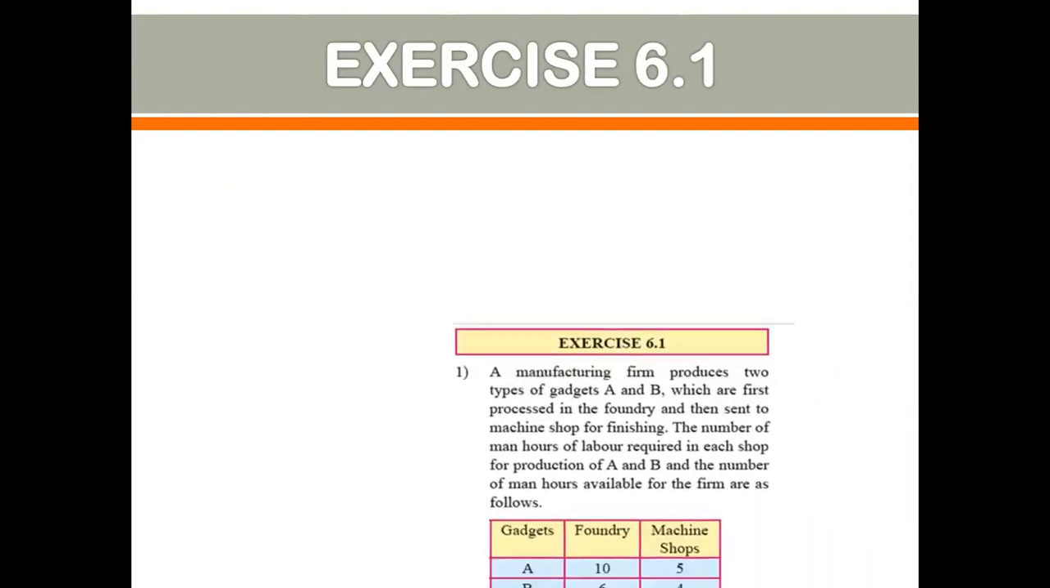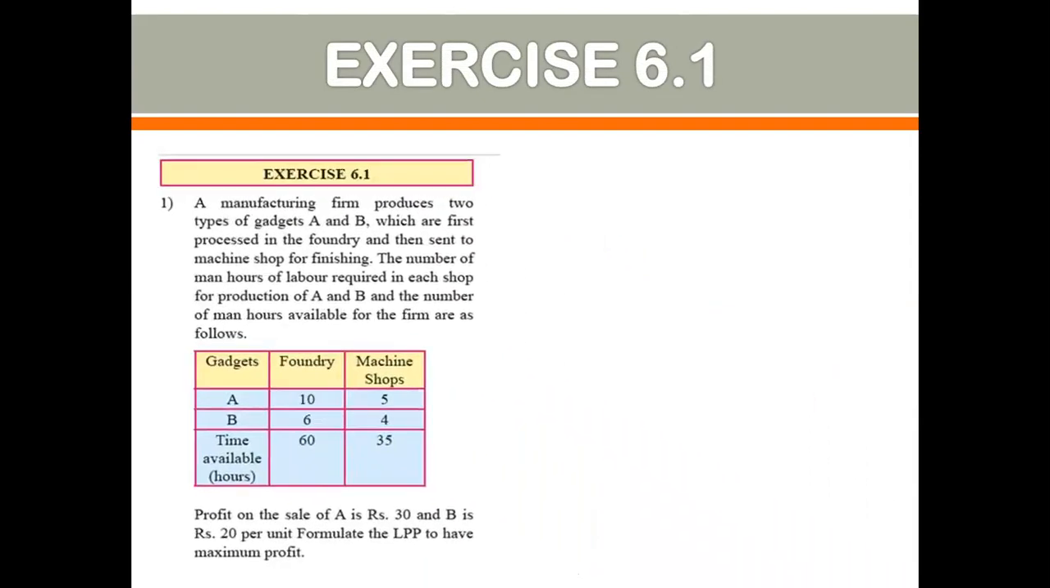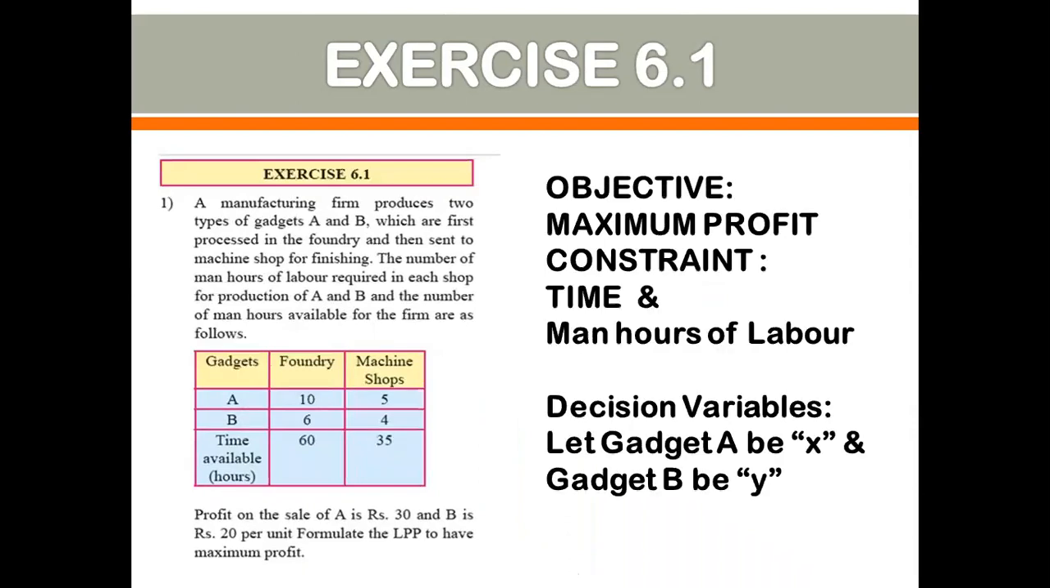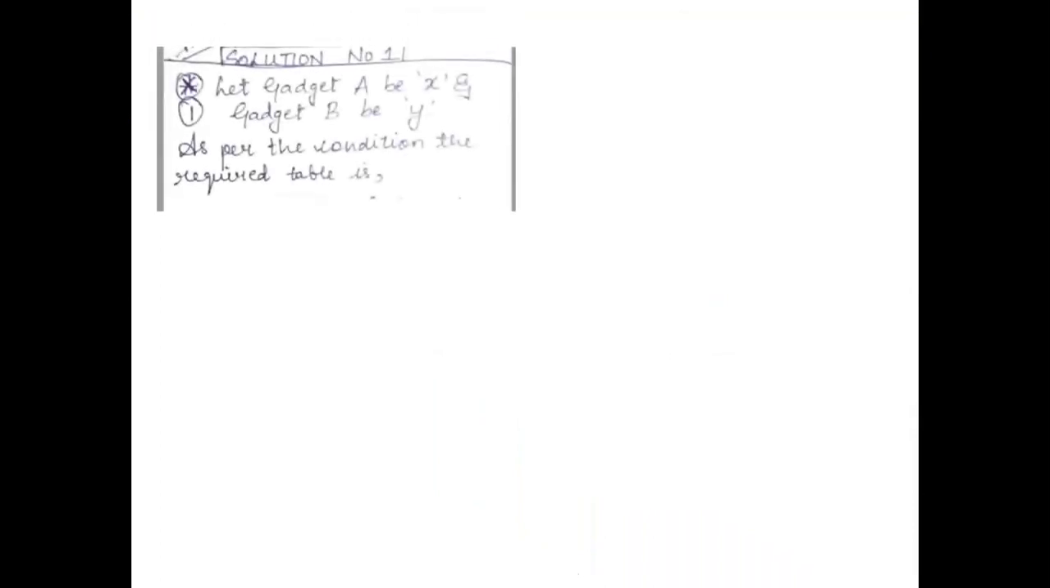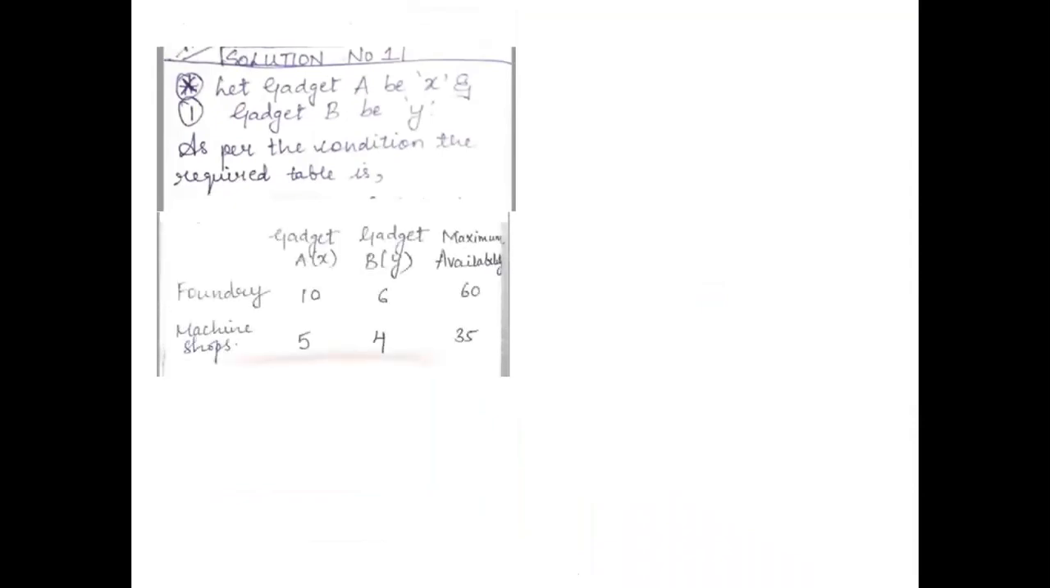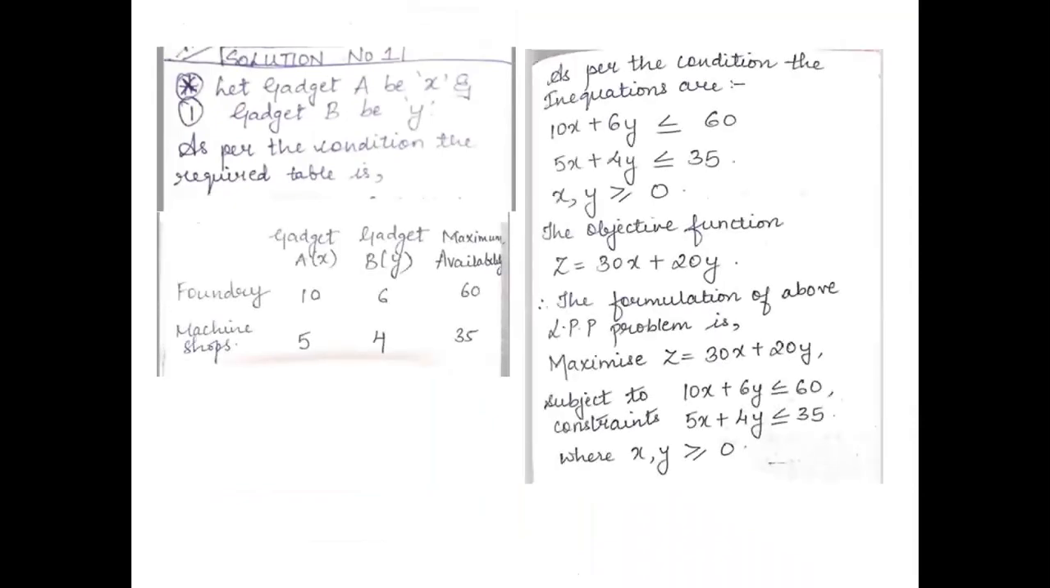Exercise 6.1. I'm taking the first problem. The rest of the thing is the same. As you all know, the objective was maximum profit, constraint, decision variables. Then we saw how to formulate it. In this case, we are using a table form to formulate the LPP. Till here, you all learned, and this part is called the formulation part. Now, from here on, you have to continue the sum like this.